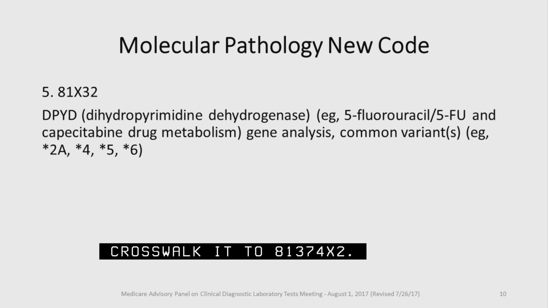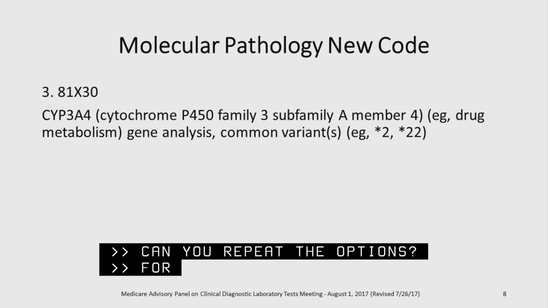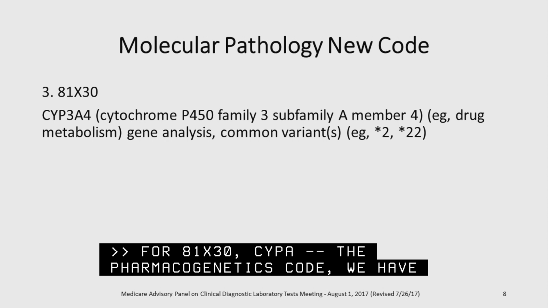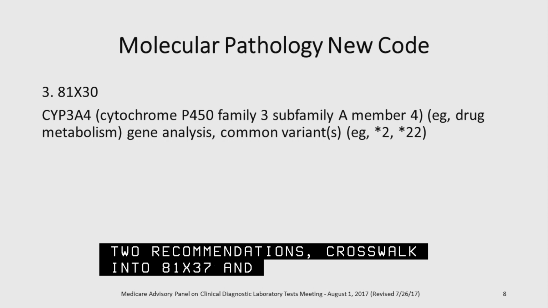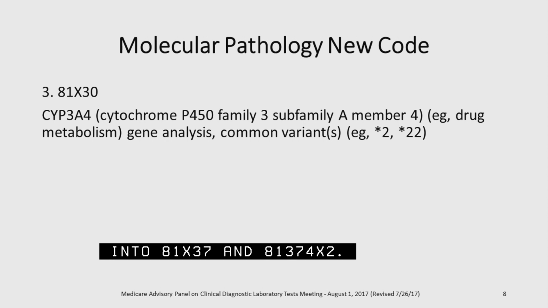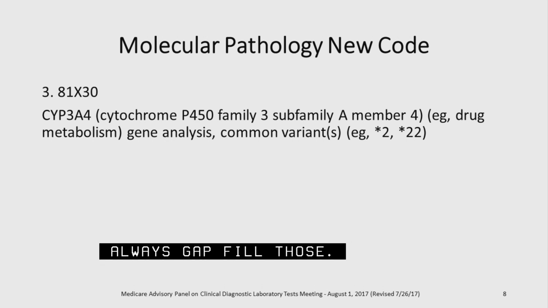Can you repeat the options? The recommendation options. So for 81X30, that's the CYP3A4 pharmacogenetics code, we have 2 recommendations for crosswalking it to 81227, and we have 2 other recommendations to crosswalk it to 81374 times 2. Also, I'm sorry, I forgot to mention, you can always gap fill those. And please, if you are crosswalking, kindly put the code and the multiplier or portion, as well as sign it.